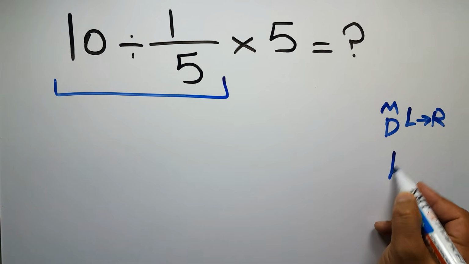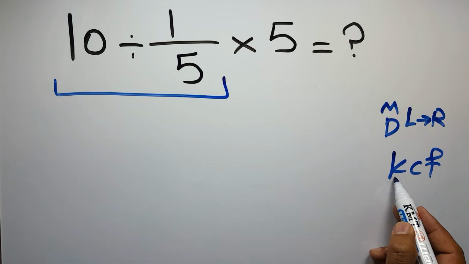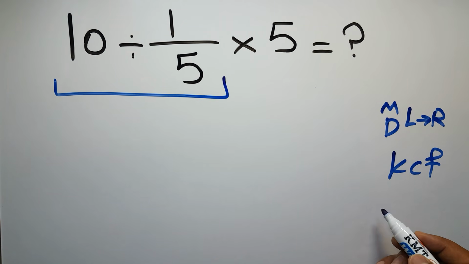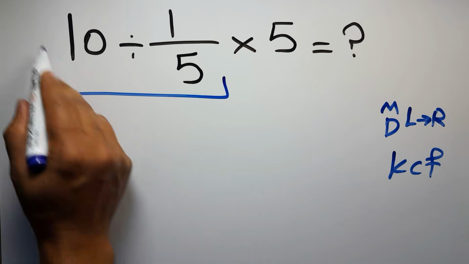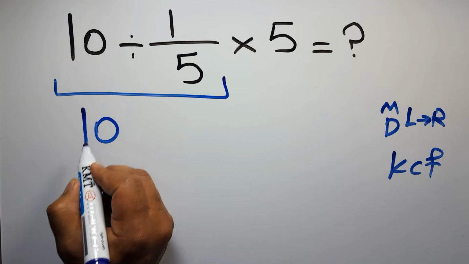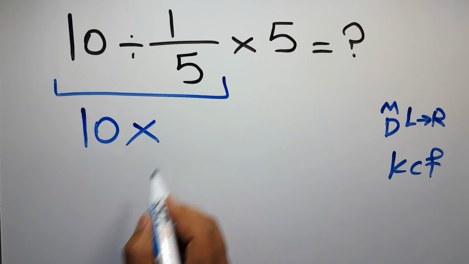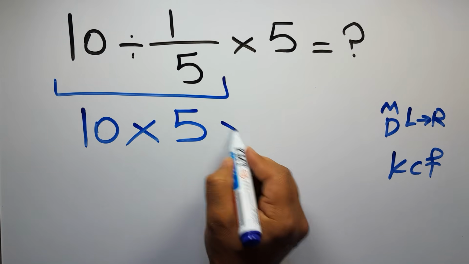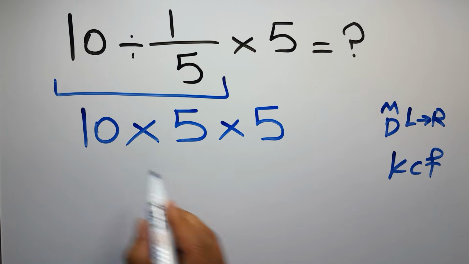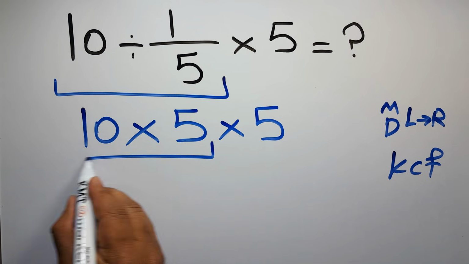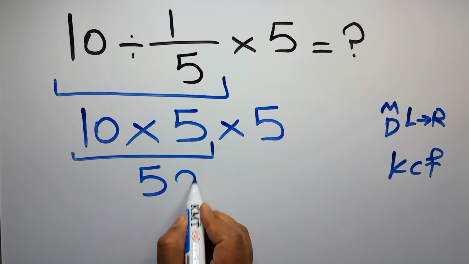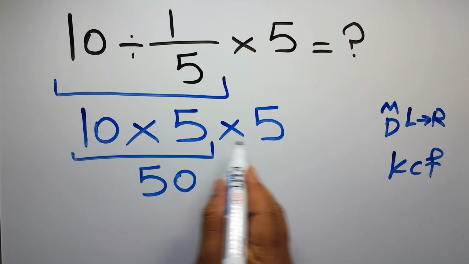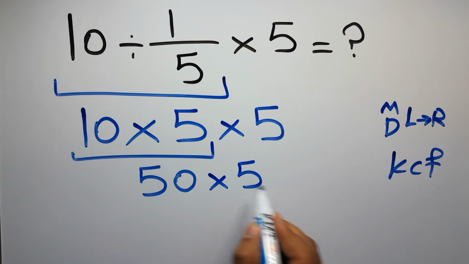According to the KCF rule, K stands for keep, C stands for change, and F stands for flip. We can write: keep the first fraction, change division to multiplication, and flip the second fraction. Then times 5. 10 times 5 gives us 50. So we have 50 times 5.